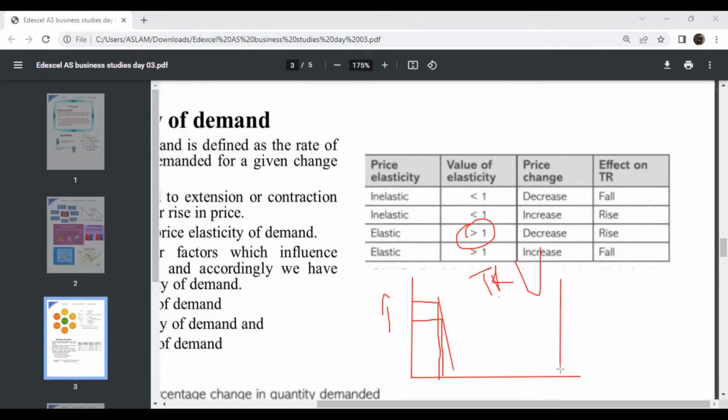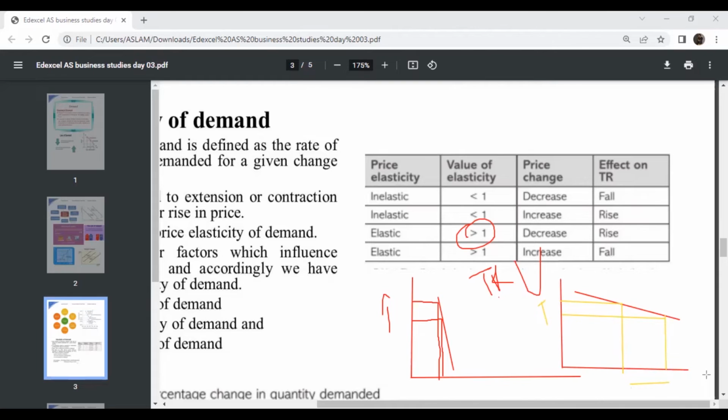If I draw a curve like this, the demand curve will be like this. My change in demand is higher than the change in price. You can see if I slightly change the price from here to here, my quantity will fall from here to here. So I should be very careful when I am deciding the price in elastic demand.